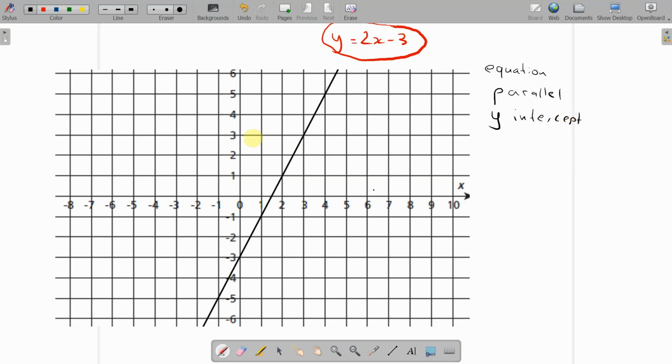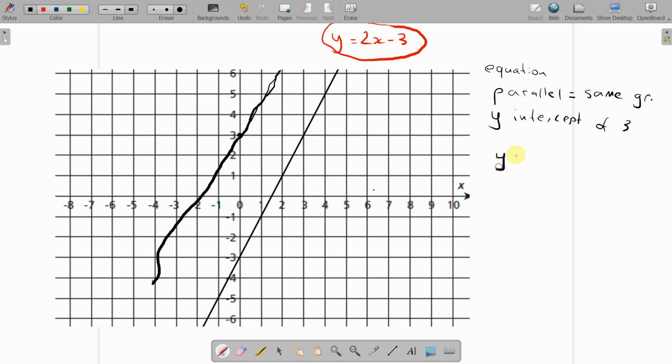of 3. That's right there. So it's going to look like this. Parallel to that one, going through there. Now parallel, just to help us remember, is same gradient. That makes it parallel, the same slope.